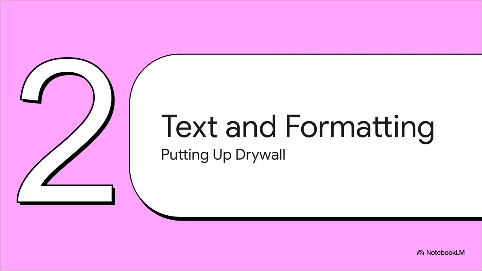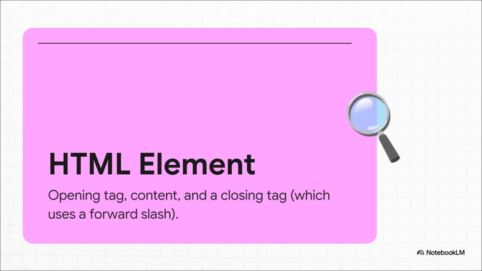Moving right along to Section 2, Basic Text and Formatting. Now that our framework is completely solid, it's time to start putting up the drywall. The fundamental grammar of HTML relies on something called an HTML element. These elements are generally made of 3 parts: an opening tag, the actual content in the middle, and a closing tag. And notice how that closing tag is completely identical to the opening one, except it uses a forward slash right before the tag name. That slash is crucial. It signals that the element is finished.